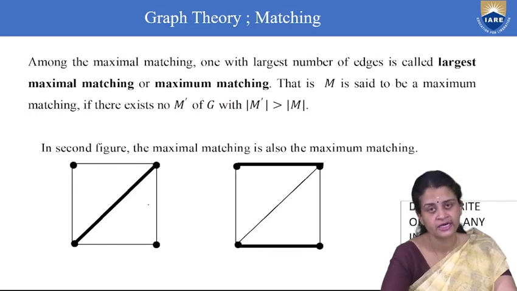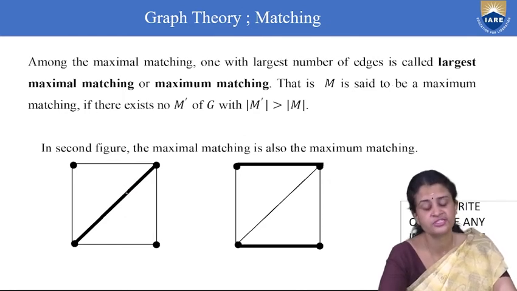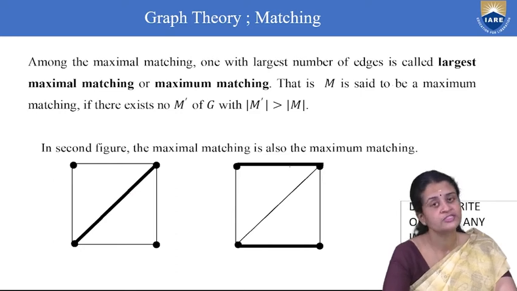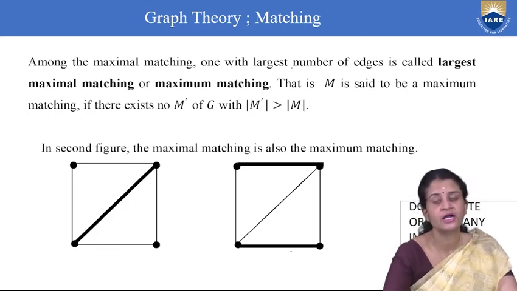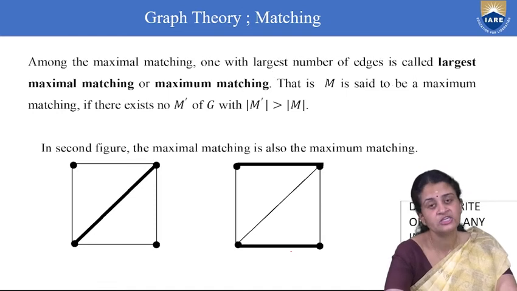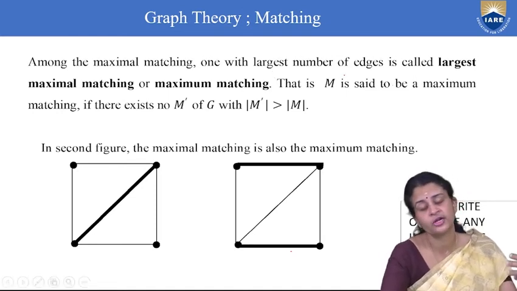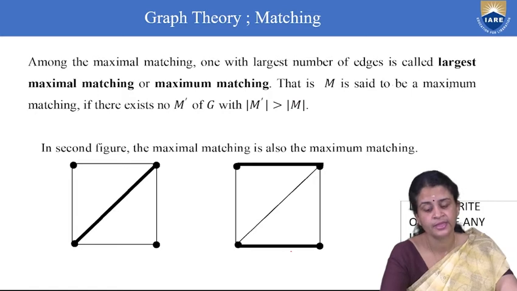Okay. Considering here, we have this maximal matching as 1. The cardinality of this maximal matching is 1 here, whereas the cardinality of this maximal matching is 2. The maximal matching with the largest cardinality is termed the maximum matching. That is, the matching with the largest number of edges, or the largest cardinality. That is called the largest maximal matching, or maximum matching, in a graph.